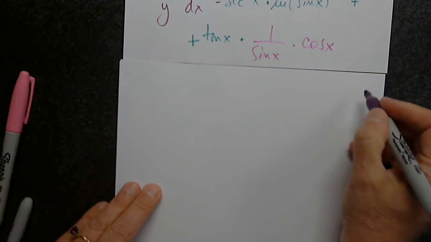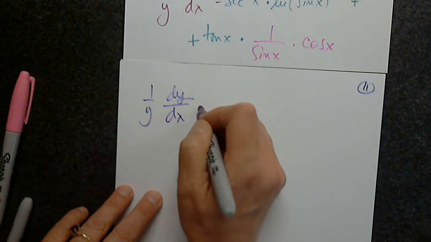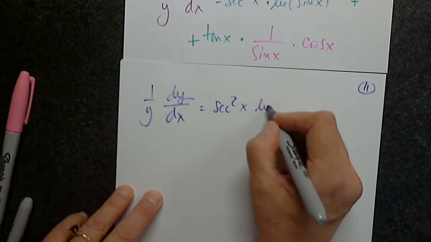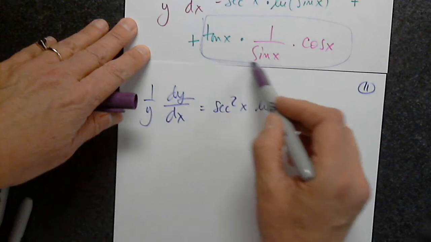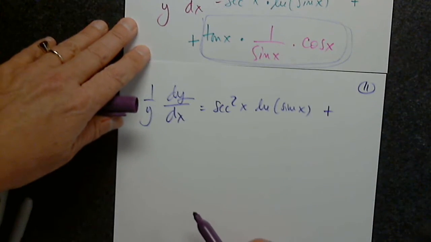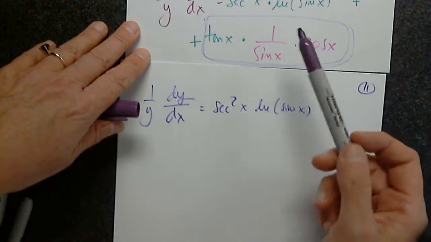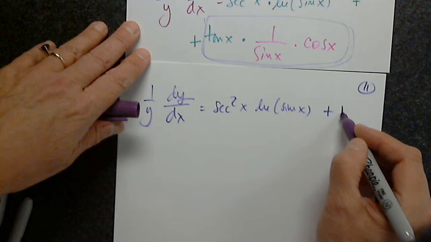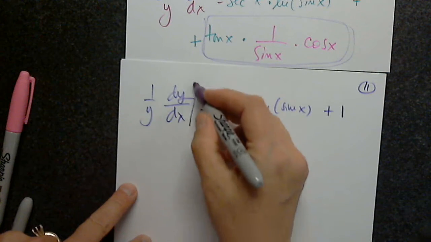Ready? So now I have 1 over y times dy over dx equals secant squared x natural log sine x. Can anyone tell us what this can be replaced by? Plus tangent is sine over cosine, times cosine over sine is 1. Right? Sine over cosine times cosine over sine, it's tangent times cotangent. That's 1. Remember, we are solving for dy over dx.